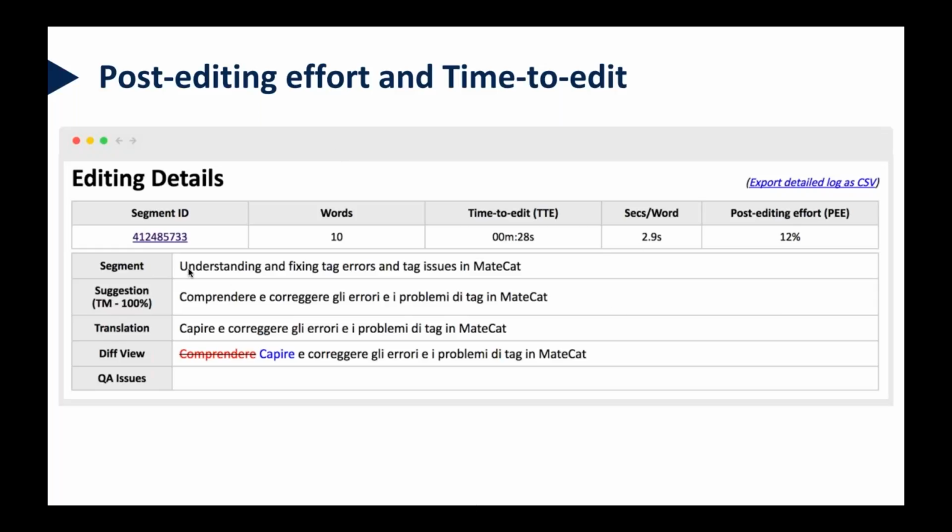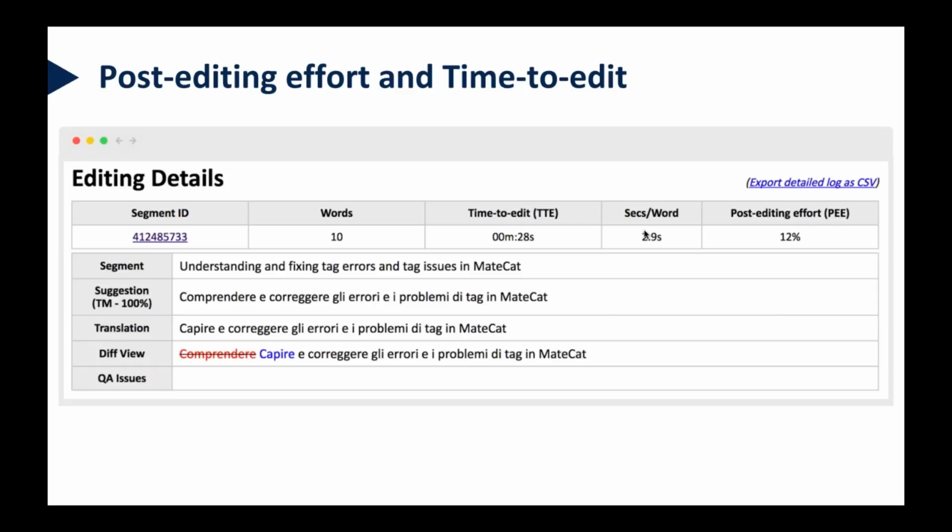Now, you can see, of course, that there is a segment that contains 10 words. As you can see, the total time that it took you to edit that segment, in this case, is 28 seconds. Here you can see the suggestion that you received. In this case, it's a 100% match from the translation memory.